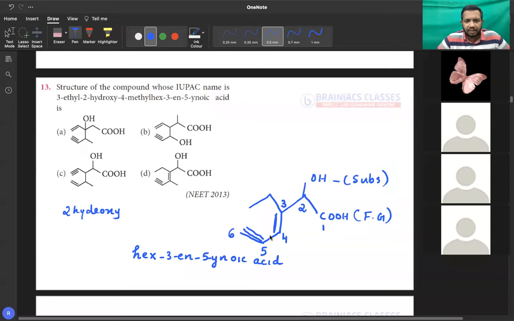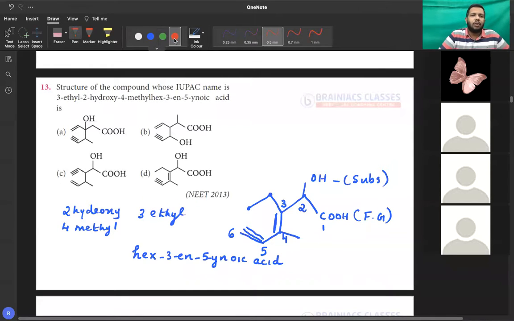Now if you see in option D, there is something extra. At the fourth position you have a methyl group. So 1, 2, 3, 4, 4-methyl will also come. Then is there any other substituent? Yes, at the third position you have CH2CH3, so 3-ethyl is also present.